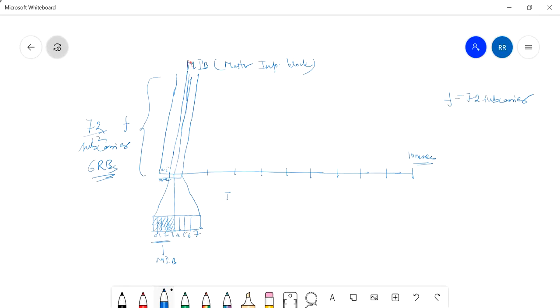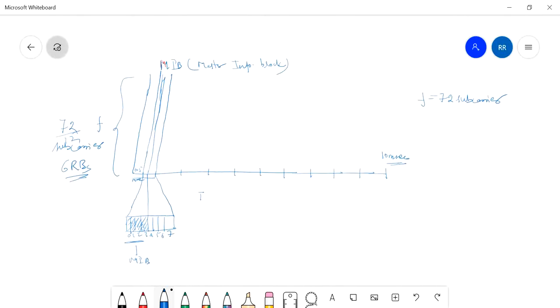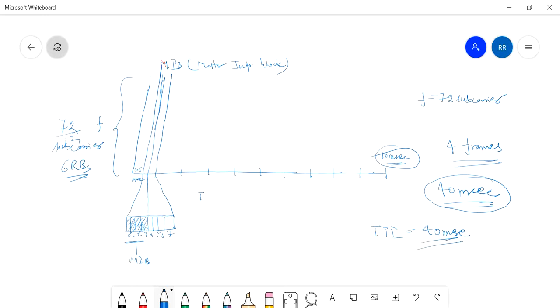Now one more thing just for your information: the complete information of the master information block gets transferred in 4 frames. So one frame is 10 milliseconds, so 4 frames is 40 milliseconds. The complete information of a master information block gets transferred in 40 milliseconds. It means the TTI of MIB is equal to 40 milliseconds in LTE. This is just for information.